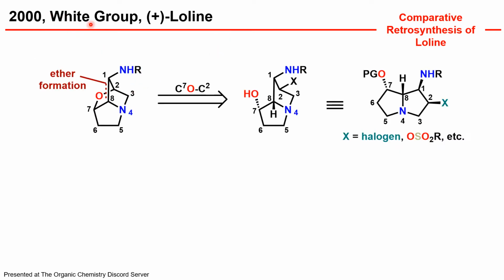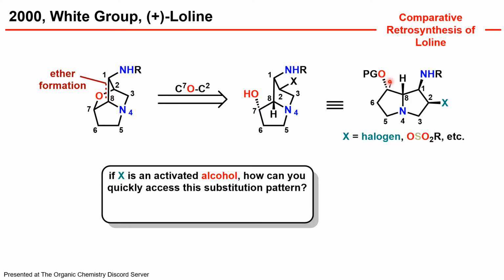Okay, so this next synthesis by the White group did an enantiomer-selective synthesis of Loline. So it was not a mixture of enantiomers. And so instead of cutting this C-O bond as the Tufariello group had, they cut this C-O bond. And so, again, we just have this and we smush it out, and then we can move forward. Now, if you imagine this X to be an activated alcohol, then you'll have a 1,2-cis hydroxyamine, right? So imagine this to be an OH.